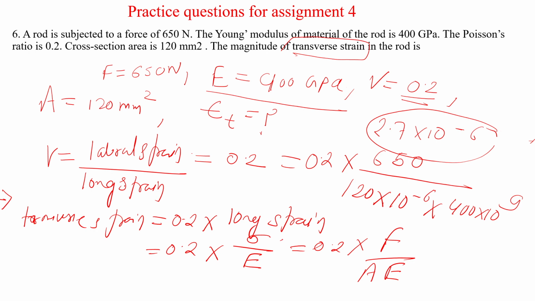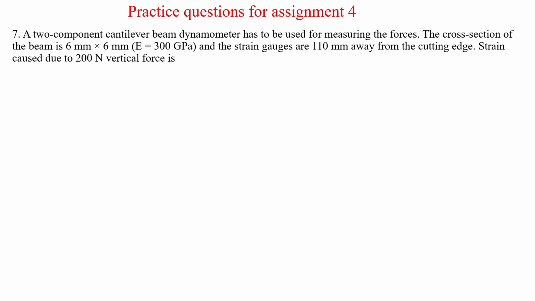Okay, then can we move to the next question? Now it's given a two component cantilever beam. So we should know this is the cantilever method we have learned, na? The cross section of the beam is 6 into 6.